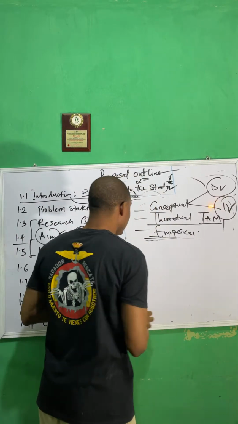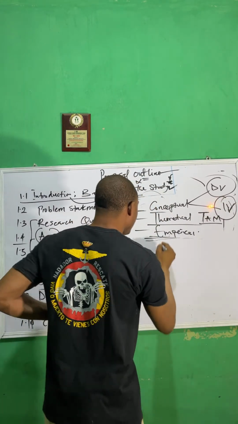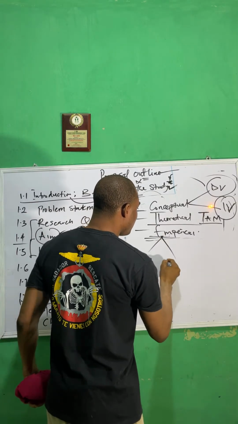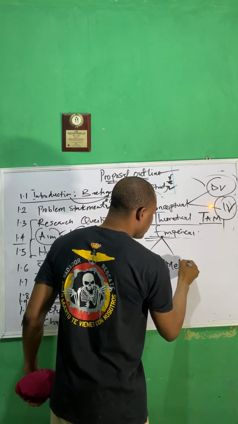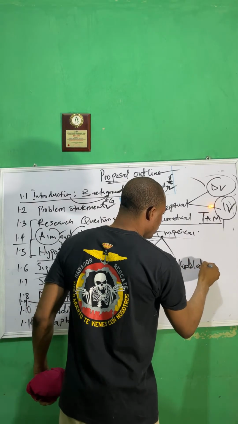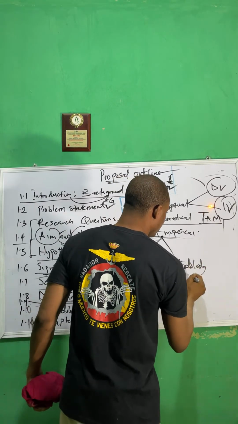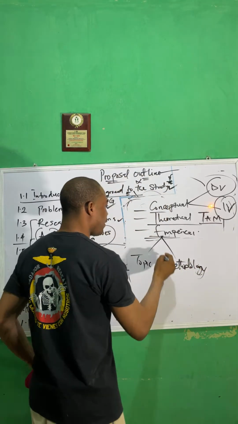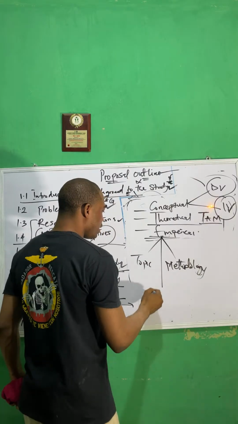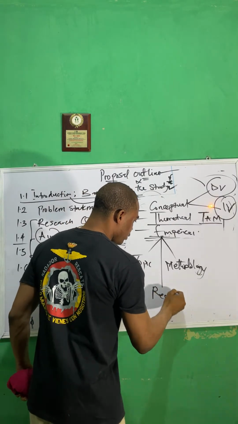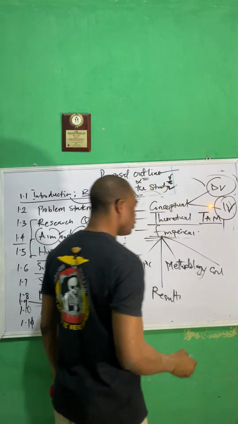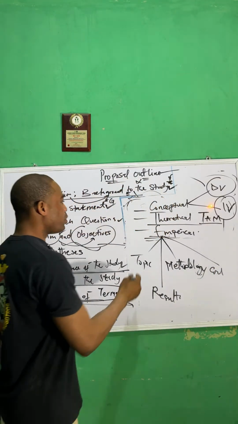You look at their topic, you tell us their topic, you tell us the method they used, their methodology. You tell us whether it is primary or secondary data. You tell us their results. Then you tell us the conclusion and recommendation of each. So that's what we mean by empirical review.